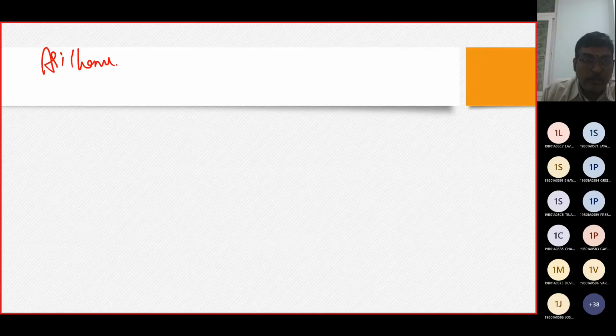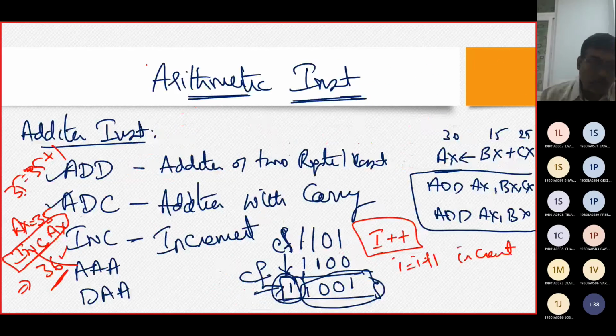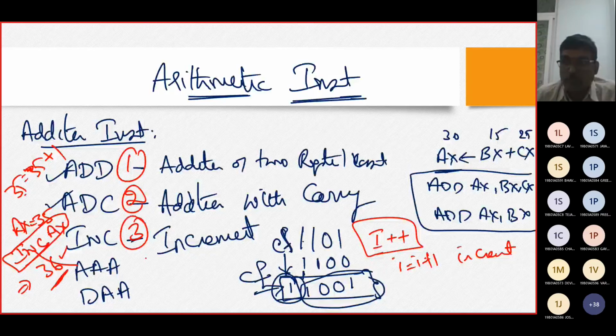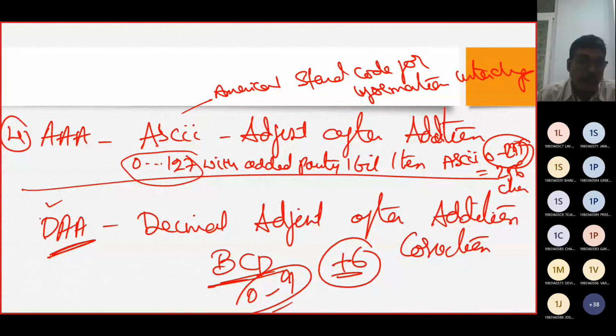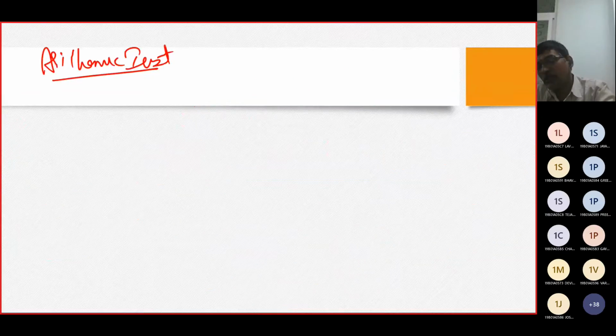The next category is the arithmetic instructions. In these arithmetic instructions, we went through the addition, then the addition with carry, then we discussed the increment operation, followed by ASCII adjust after addition, and then the decimal adjust after addition. So these are the 5 instructions which fall in the addition operation of the arithmetics.